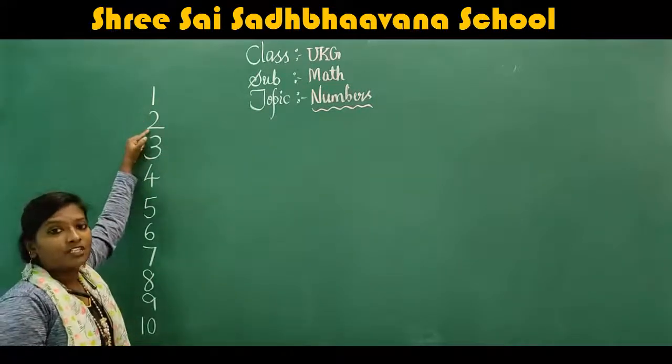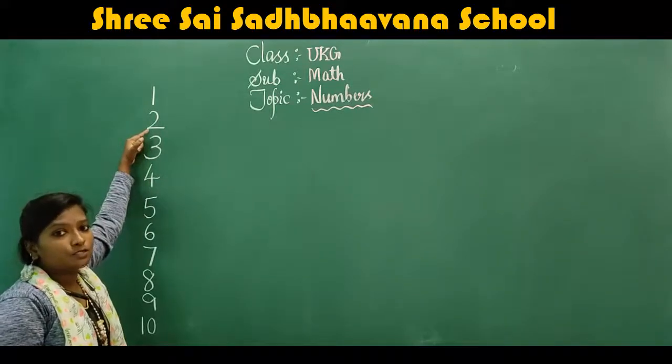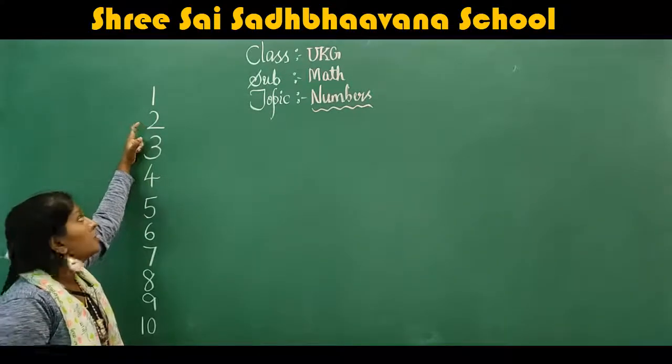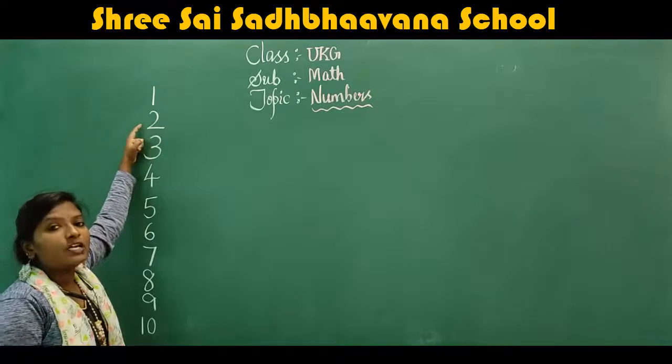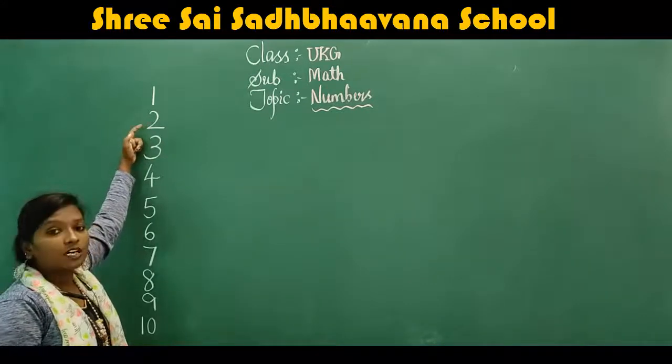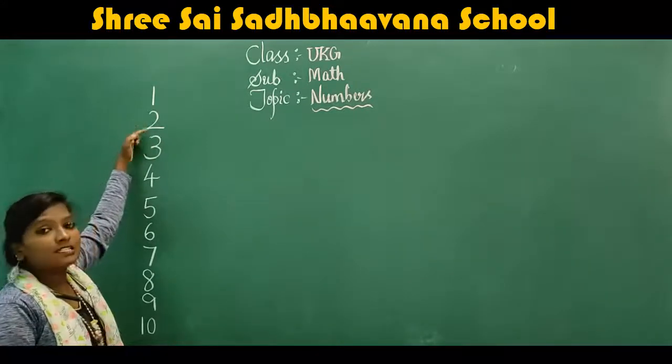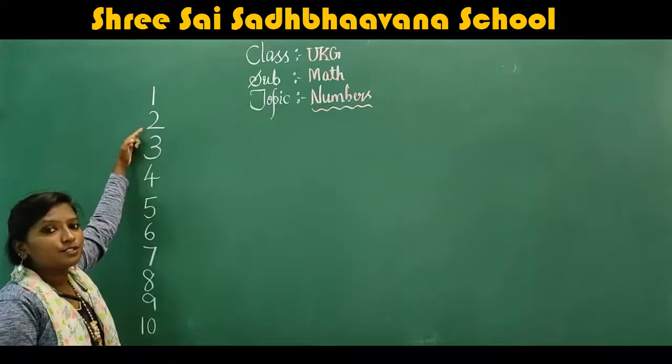1. After 1, number 2, right children? After 1, number 2. Then how to write number 2? Yes, left curve and slipping line, next number 2.